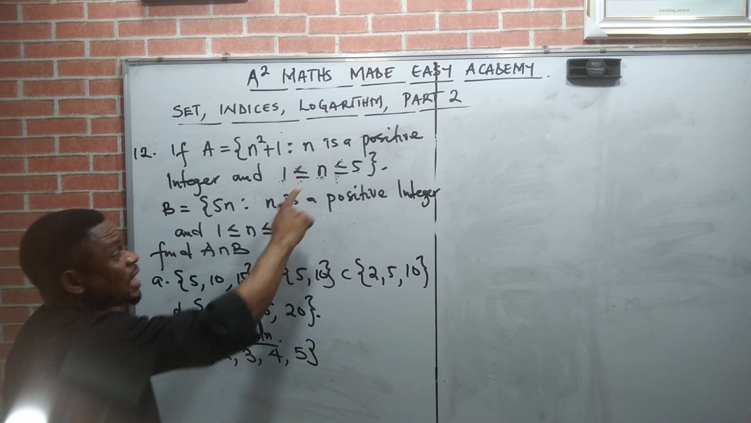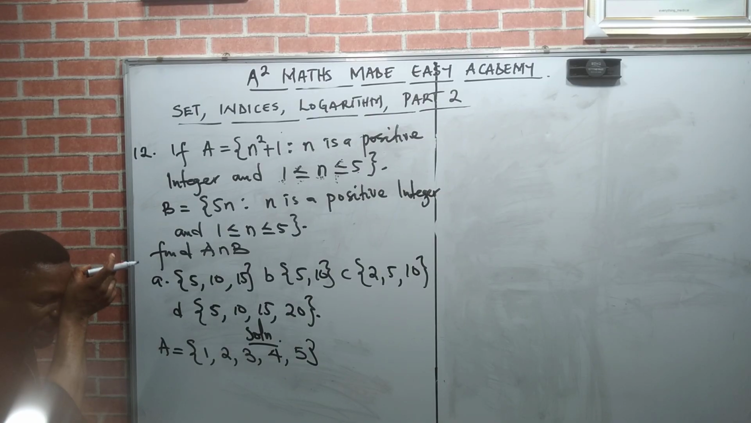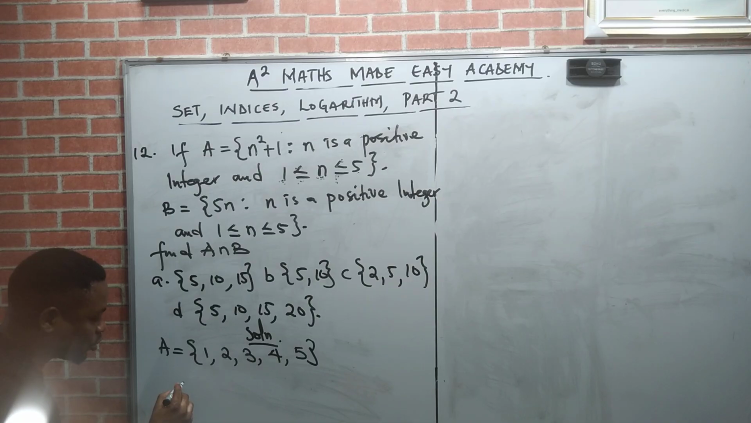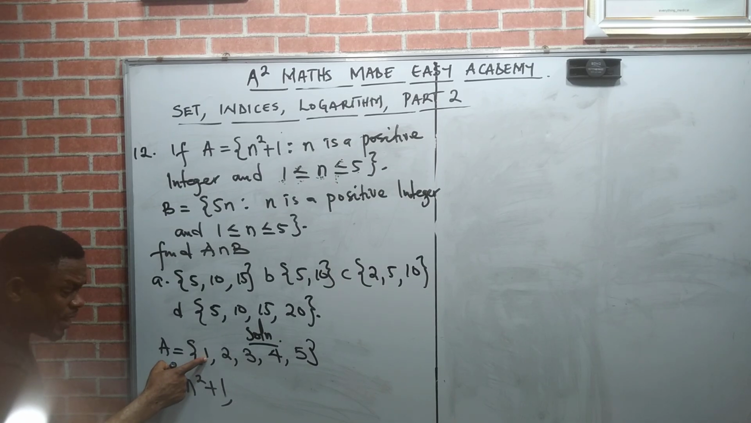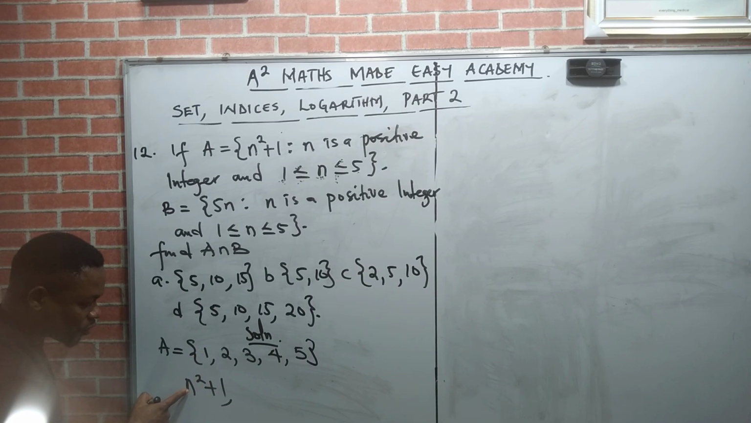The reason is because n should be less than or equal to 5. But you cannot conclude that this is the final answer. Do you know why? They have given you n squared plus 1, so you should solve it. How do we solve it? I want you to watch. When n is 1, anywhere we see n, remove it and put 1 in order to get the answer. When n is 1, it becomes 1 squared, and 1 squared is 1, right?